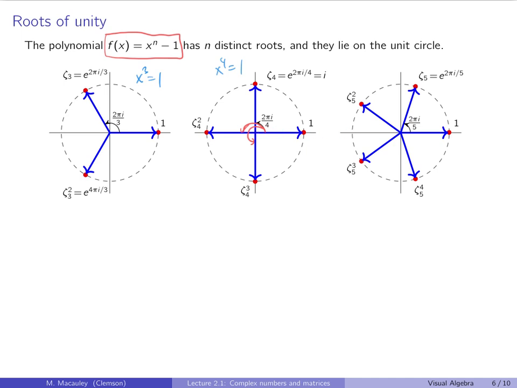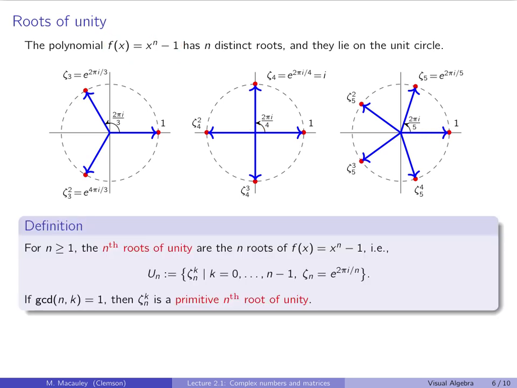Finally, the roots of x to the 5th minus 1. I think you can see why all 5 of these complex numbers, e to the 2 pi i over 5, and in general, e to the 2k pi i over 5, if you raise them to the 5th power, let me write this as x to the 5th equals 1, you will end up with a complex number of norm 1 whose angle is a multiple of 2 pi.